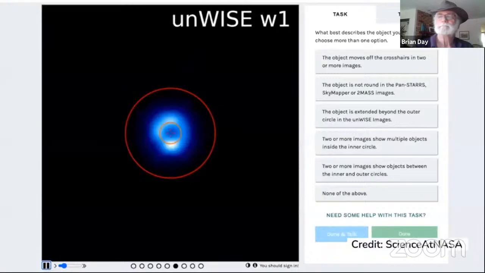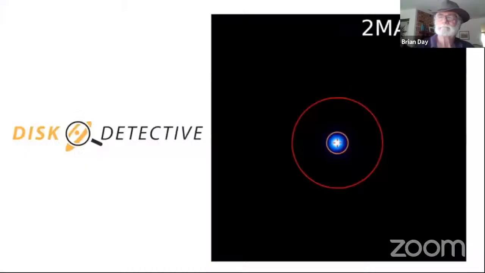Ask for their help figuring out which of those needles in the haystack is a real planet-forming disk. No experience necessary. There's a short online tutorial. In about 5 minutes, you're looking at data, you're helping NASA, and you're potentially making discoveries.